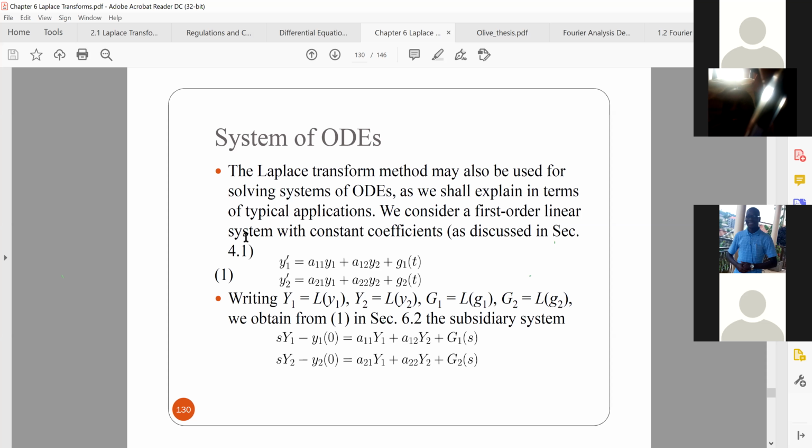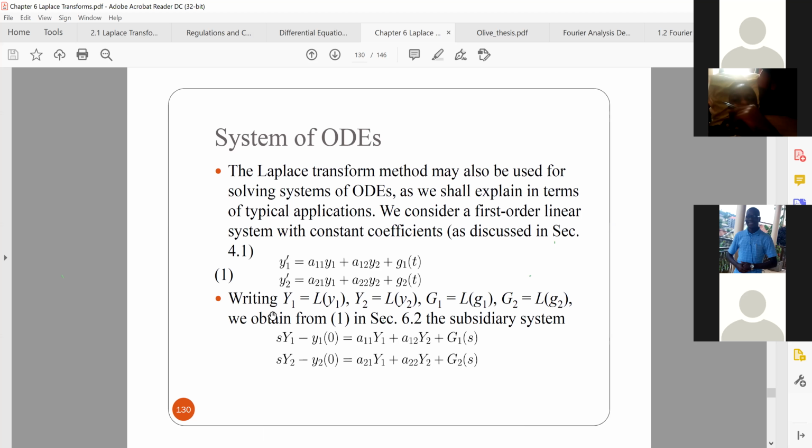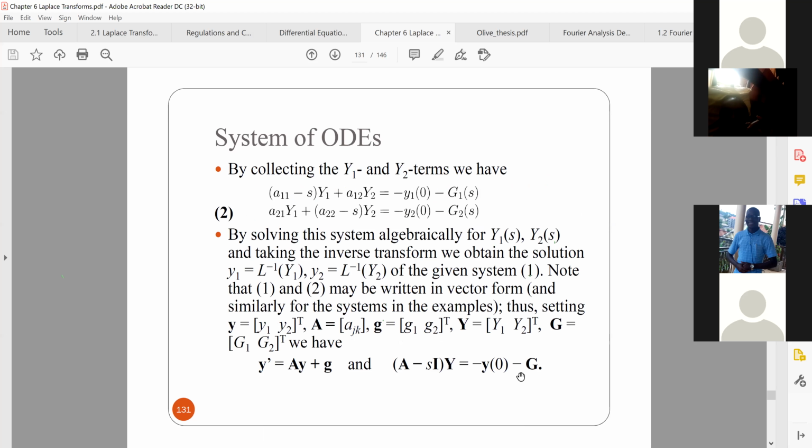What we do is take the Laplace transform of everything. We denote the Laplace transform of y1 by capital Y1, y2 by capital Y2, g1 and g2 similarly, and then expand. We know what the Laplace transform of the first derivative is, it has this format. Then we collect like terms and end up with these two equations. We solve these simultaneous equations and end up with the required solution.